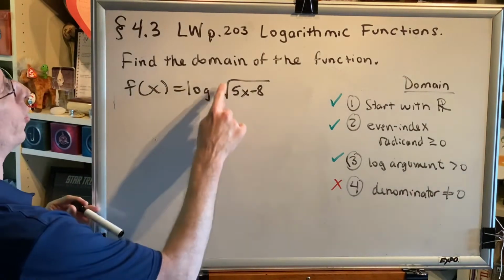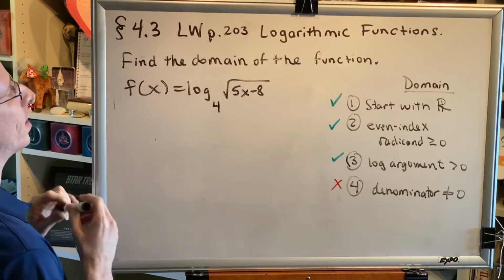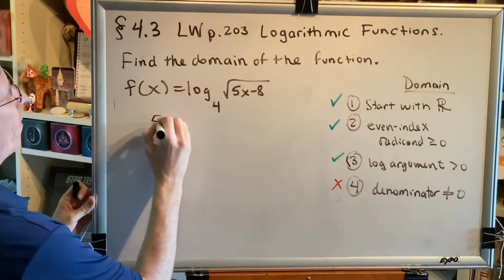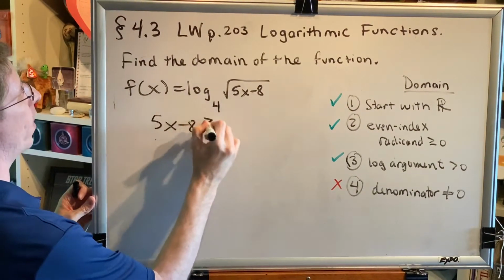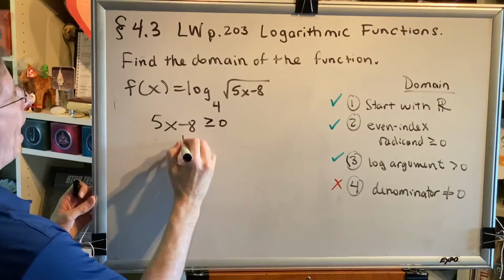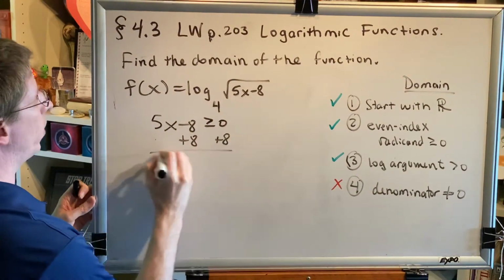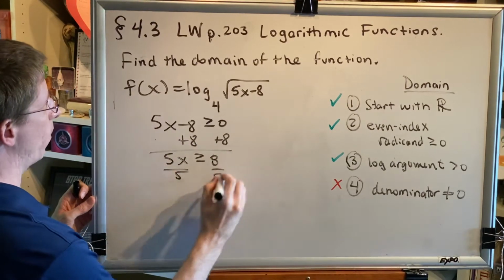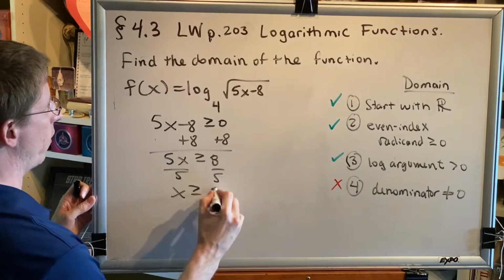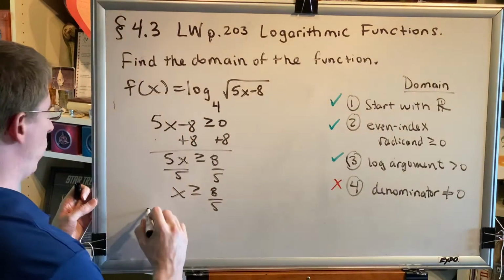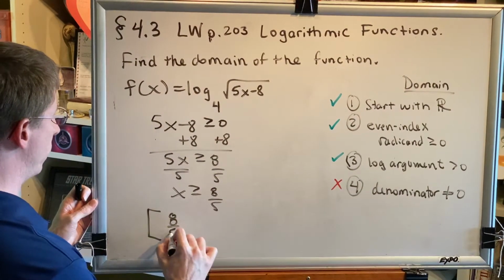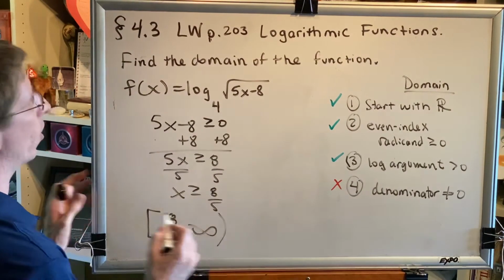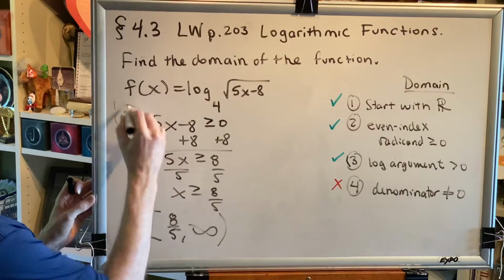This is a square root. The index is 2, which is an even number. So the radicand, 5x minus 8, has to be greater than or equal to 0. Add 8 to both sides. We get 5x is greater than or equal to 8. So divide by 5 on both sides. We get x is greater than or equal to 8/5, which, as an interval, would look like this. Bracket 8/5, comma, infinity. All right, that was step 2.